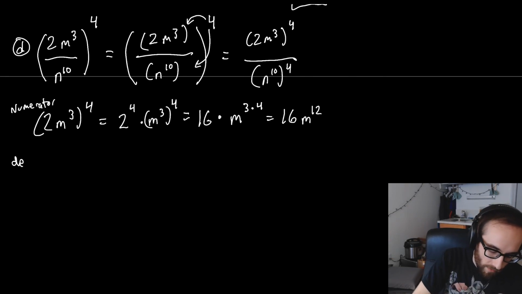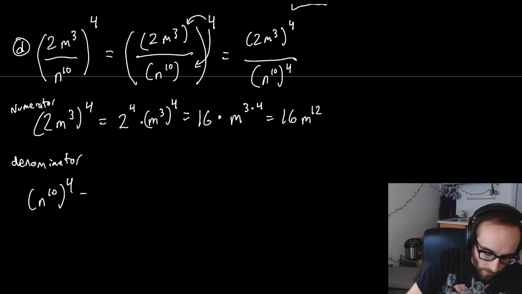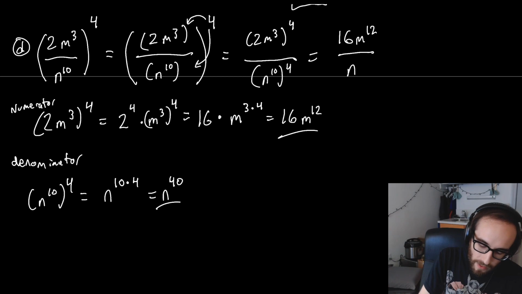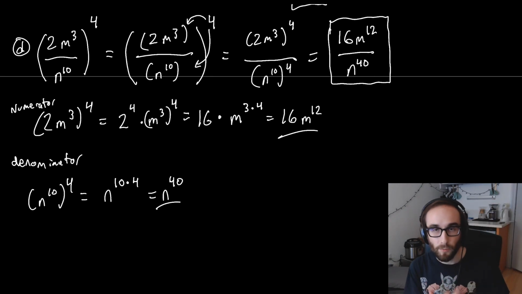For our denominator, so here I'm just doing my work off to the side, and then I'll move them back up to our equation once we're done. We have n to the 10th power to the 4th power. So again, we have a power to a power, so we can multiply the exponents. N to the 10 times 4 power, or n to the 40th power. Okay, so we have our numerator, we have our denominator, so we can return to our fraction, and then replace the numerator with our simplified numerator, 16 times m to the 12th, divided by our simplified denominator, n to the 40th. And this is our final answer for this expression.